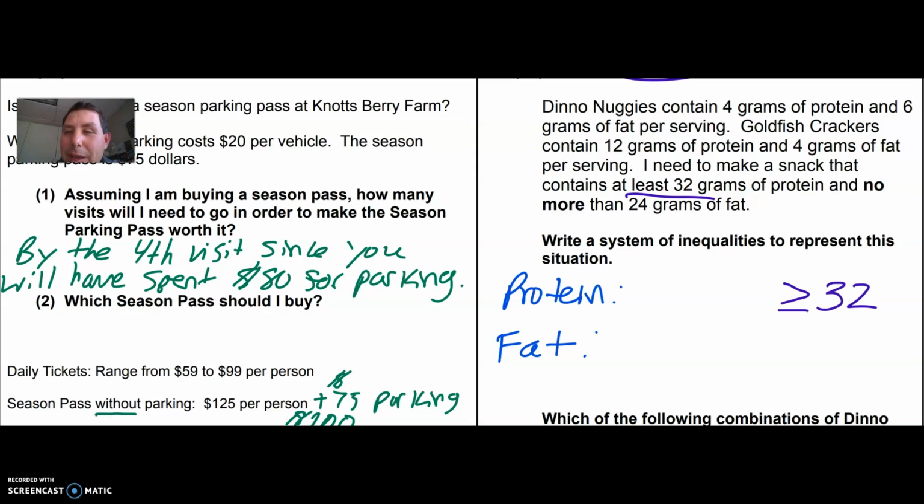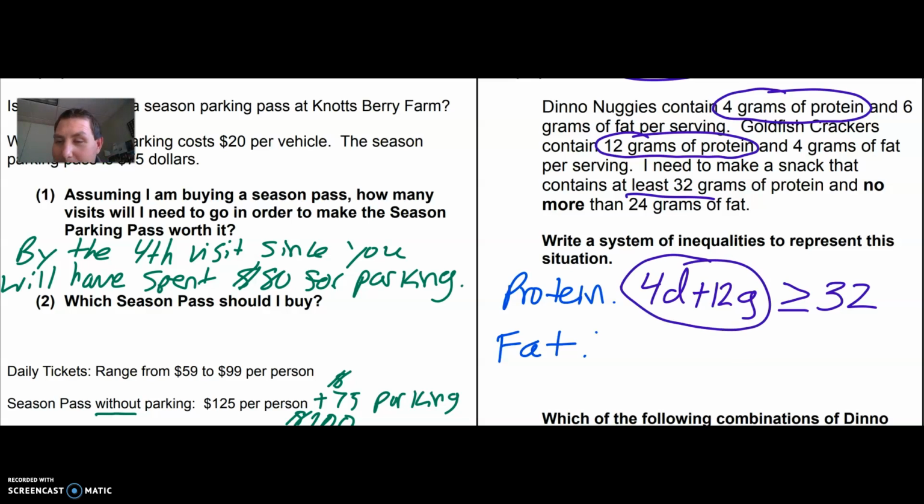So if I go to the Dino Nuggies, it has 4 grams of protein. So let me write that as 4 grams of protein for every Dino Nuggie. So write that as 4D. And then the Goldfish crackers, they contain 12 grams of protein. So I'll write that as plus 12 grams of protein for every Goldfish. I'll put it as G. And the combination of those has to be larger than 32. So I have my inequality for the protein.